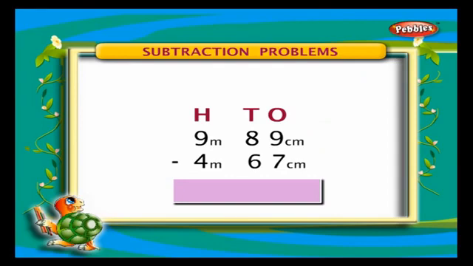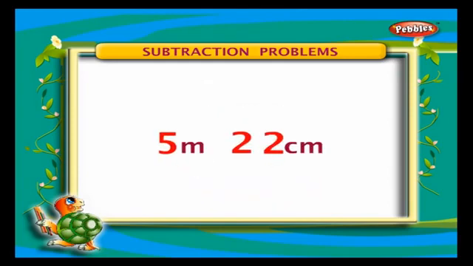Arrange the numbers in columns. Subtracting ones, we get 2. Subtracting tens, we get 2. Subtracting hundreds, we get 5. Thus the difference in height between the two trees is 5 meters and 22 centimeters.